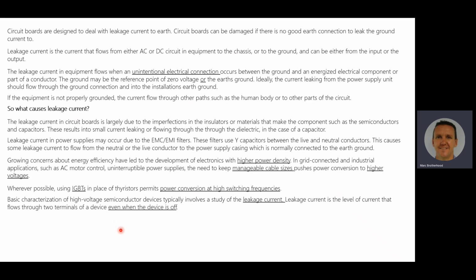Basic characterization of high voltage semiconductor devices typically involves a study of leakage current. Leakage current is the level of current that flows through two terminals of a device even when the device is switched off. When it's not operational, you get leakage current in the standby mode. Further to that, if moisture condenses on the surface of a component, it will also form an electrical path between two electrodes.